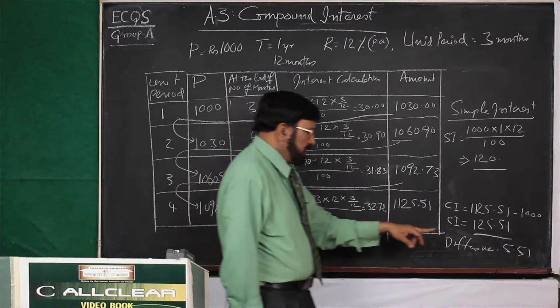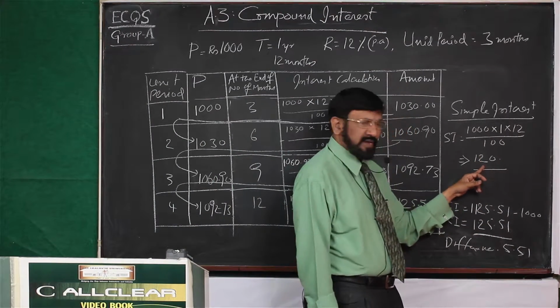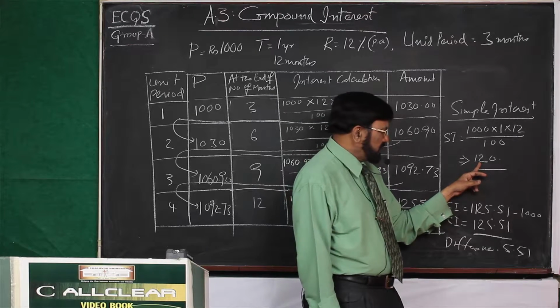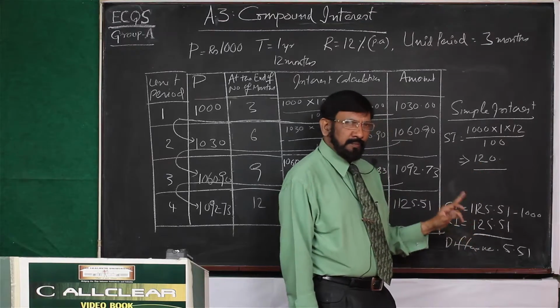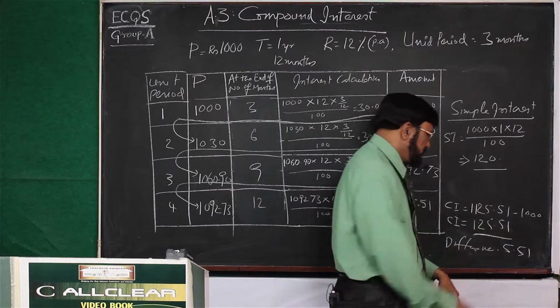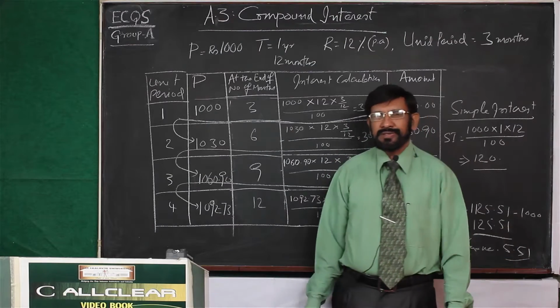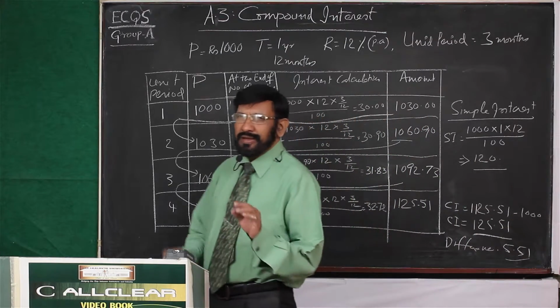That's why here some extra has come. According to simple interest calculation, the interest is 120 rupees. According to compound interest calculation, it is 125 rupees 51 paise. The difference is 5 rupees 51 paise. This is the main difference.